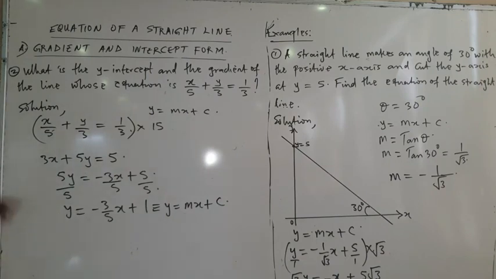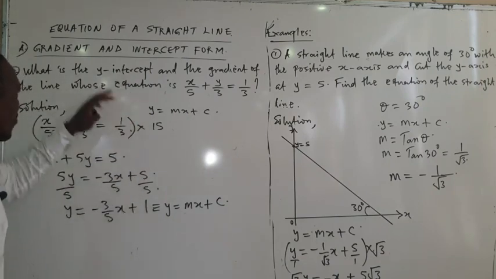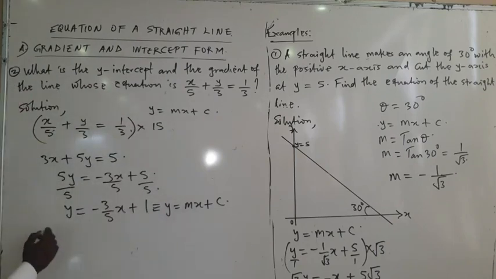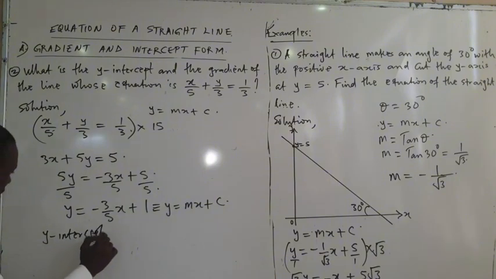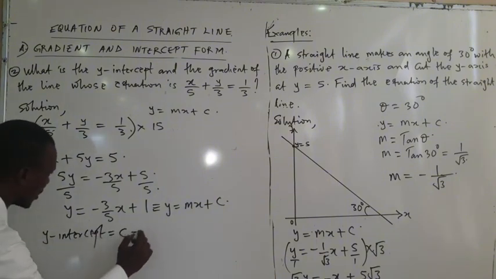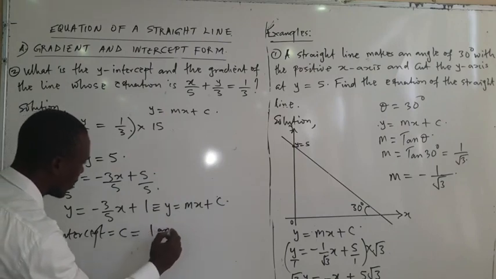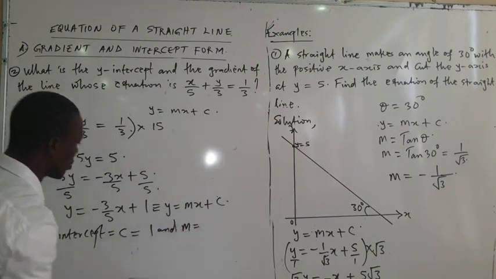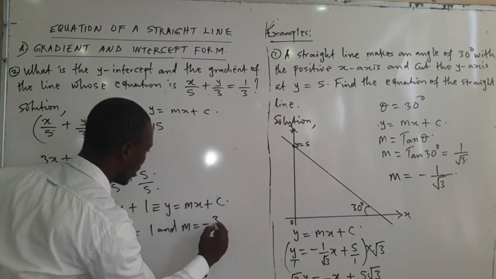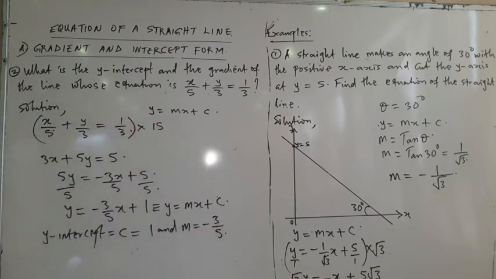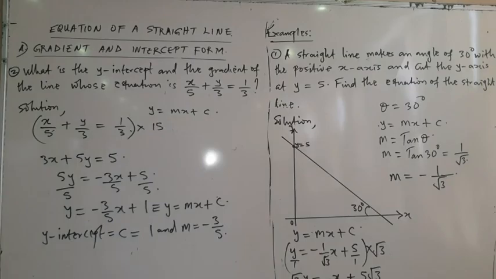You can now say, since we are looking for the y-intercept first, and the y-intercept is what? c. So you can now say the y-intercept, which is equal to c, is what? Compare this with this, that is 1, and the gradient m equals minus 3 over 5. So the gradient is minus 3 over 5, while the y-intercept, which is c, is 1. So that is that one.